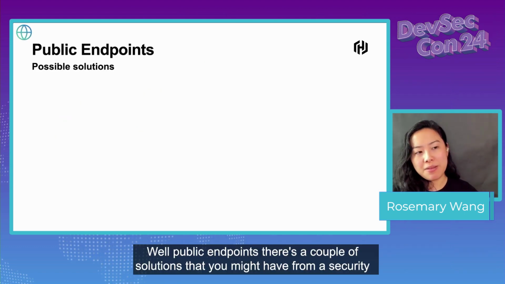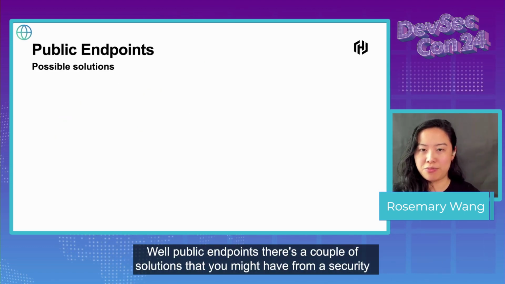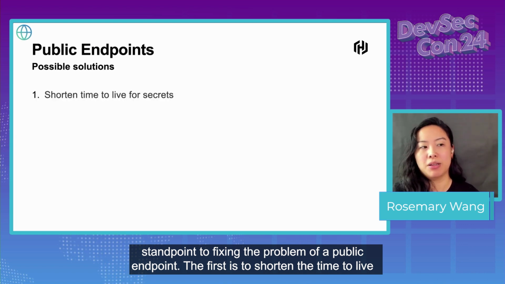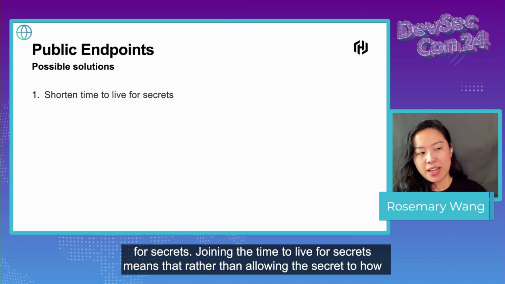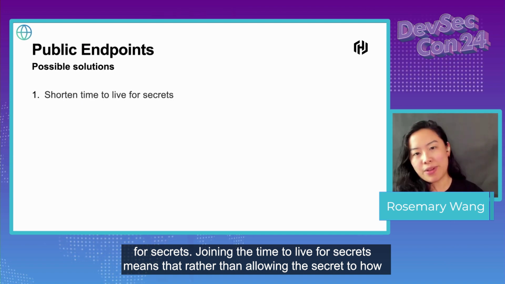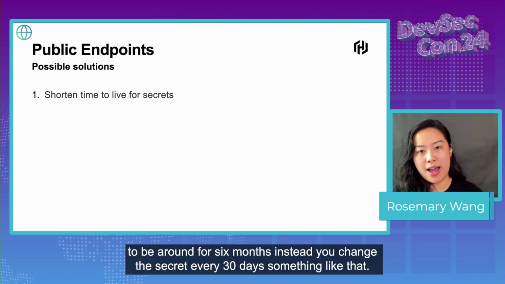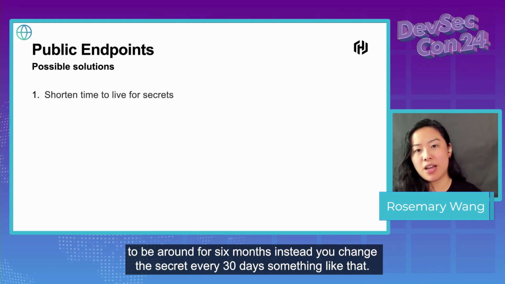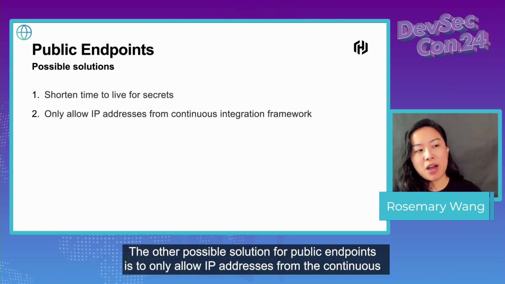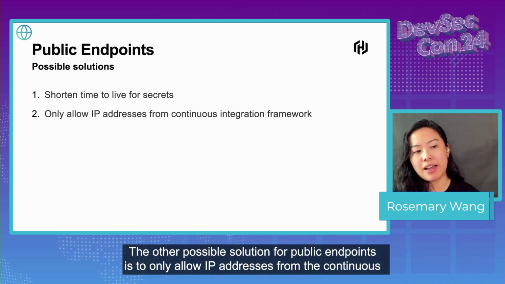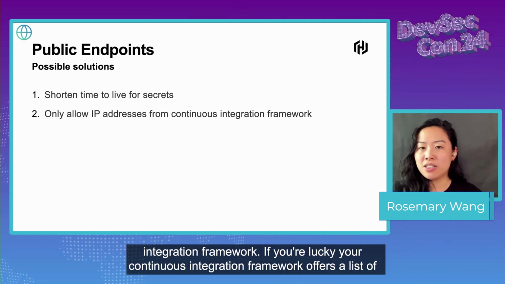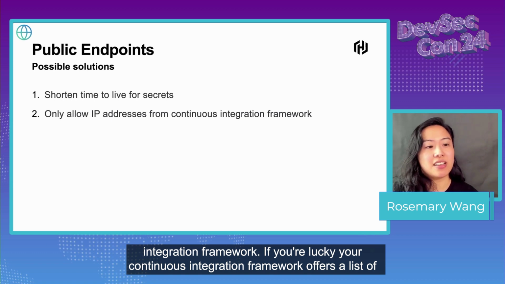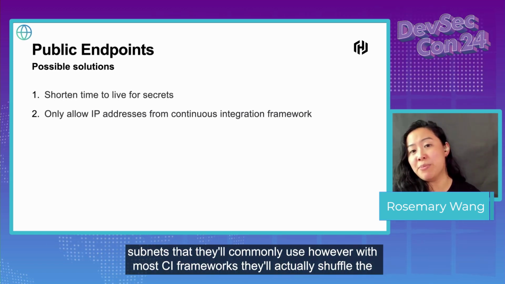Well, with public endpoints, there's a couple of solutions that you might have from a security standpoint to fixing the problem of a public endpoint. The first is to shorten the time to live for secrets. Shortening the time to live for secrets means that rather than allowing the secret to be around for 6 months, instead you change the secret every 30 days, something like that. The other possible solution for public endpoints is to only allow IP addresses from the continuous integration framework. If you're lucky, your continuous integration framework offers a list of subnets that they'll commonly use.